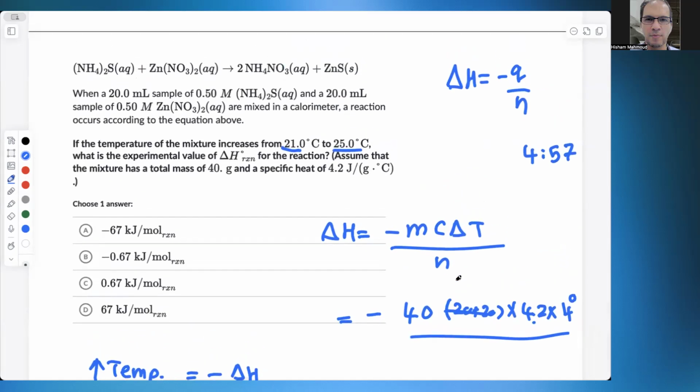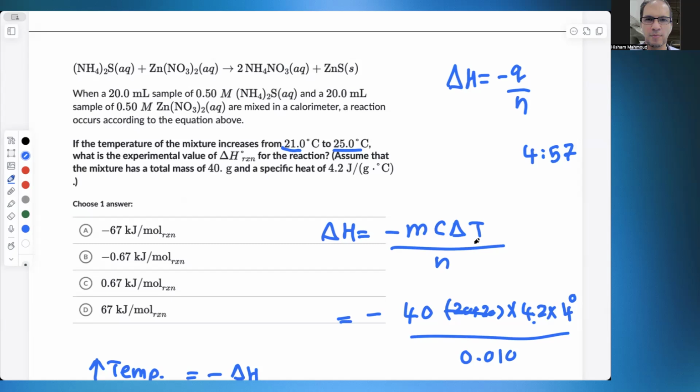To find the number of moles of the first one, 20 multiplied by 0.5 over 1000, and 20 multiplied by 0.5. So they have the same value, and we said if they have the same value, I will just pick any one of them. So for both of them, it's equal to 0.01 moles, because both of them have the same number of limiting reagent, because the ratio is 1 to 1.